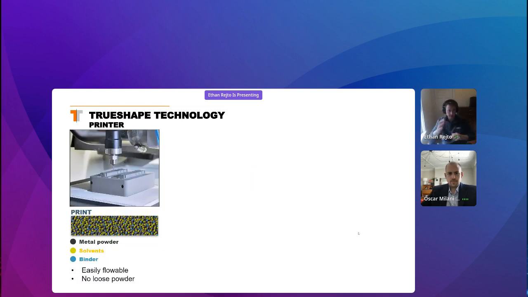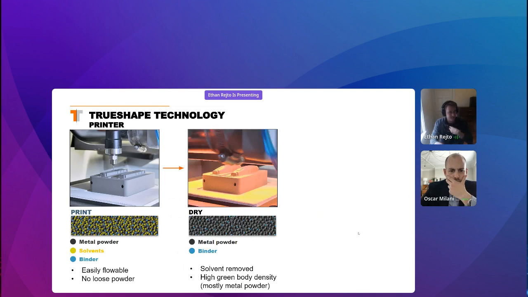So we start with our paste, then we go and print this paste. Our printing step is very similar to the FDM or FFF process that you would see all over the world, with many different plastic 3D printers or some metal 3D printers, where we're not even heating our material, since it's so easily flowable. It's viscous enough that we simply pump it through this needle and lay it down layer by layer. At this point, we still have that combination of metal powder mixed with solvents and a little bit of binder.